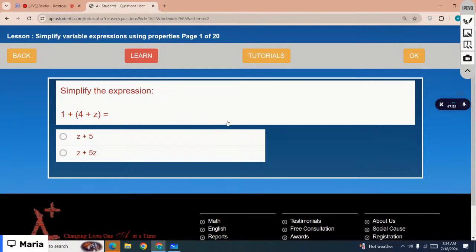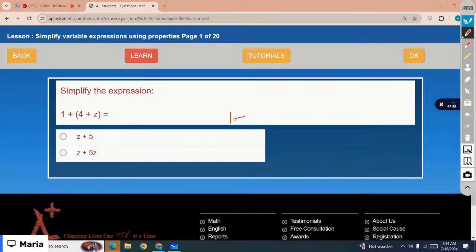Okay, simplify 1 plus 4 plus z. So basically we are adding, let's just add without the bracket. That is simply 1 plus 4 plus z, right? So 4 plus 1 is 5. That is z plus 5. Option number 1 is the correct option. That is z plus 5.